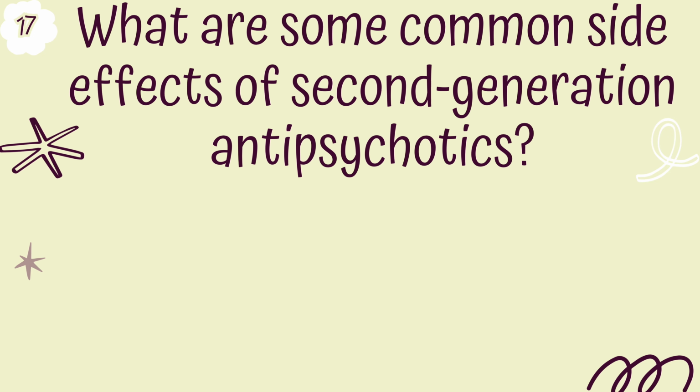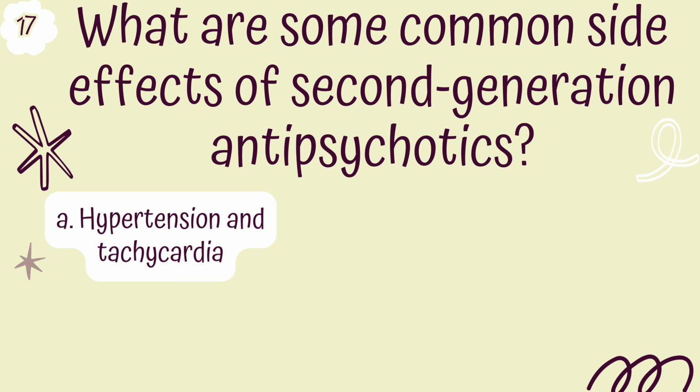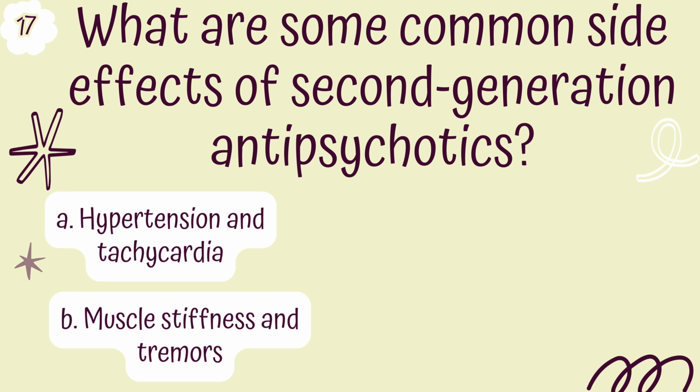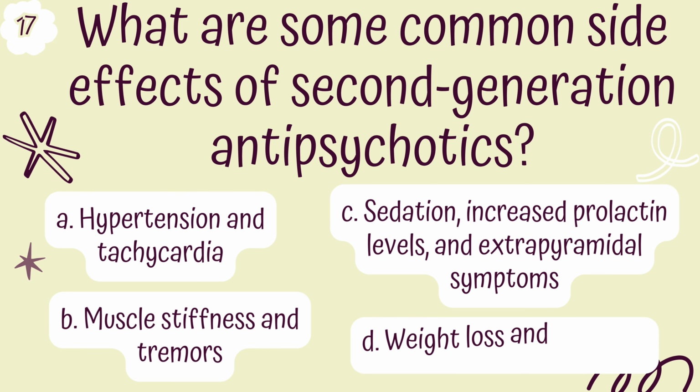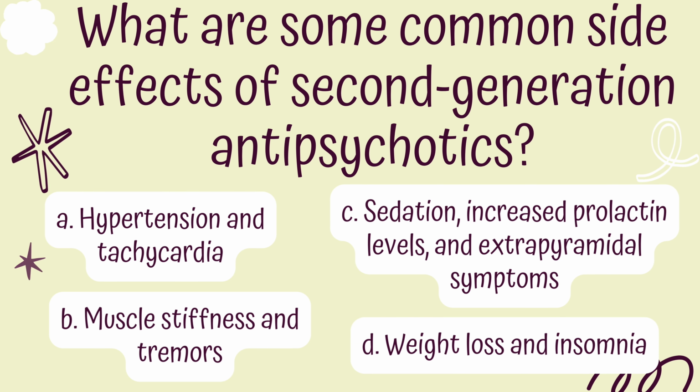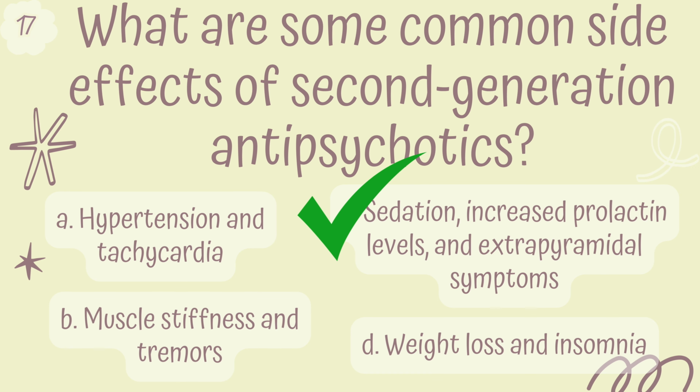Question 17. What are some of the common side effects of second-generation antipsychotics? A. Hypertension and tachycardia. B. Muscle stiffness and tremors. C. Sedation, increased prolactin levels, and extrapyramidal symptoms. Or D. Weight loss and insomnia. The correct answer is C. Sedation, increased prolactin levels, and extrapyramidal symptoms.